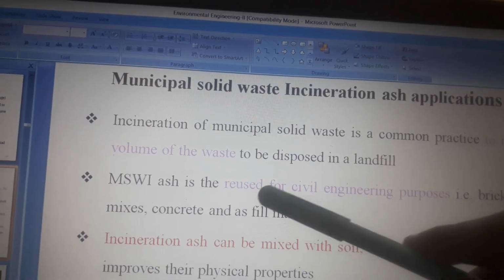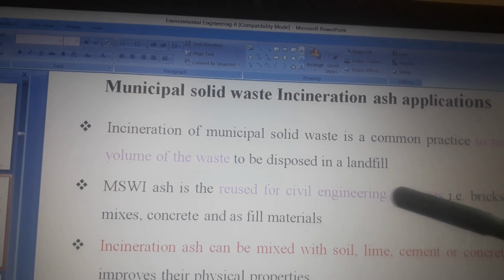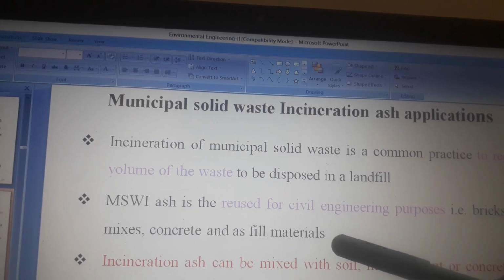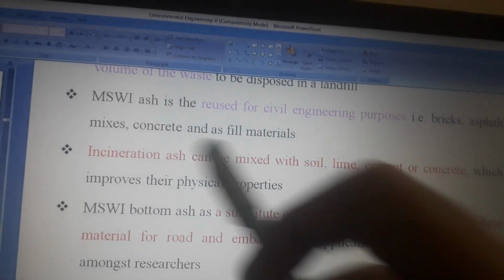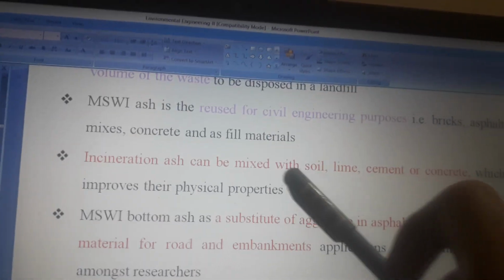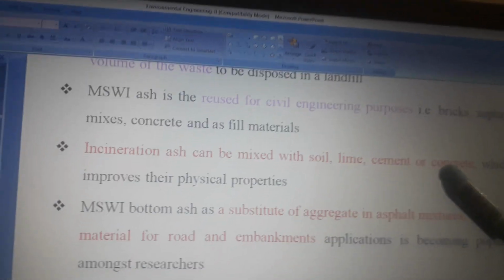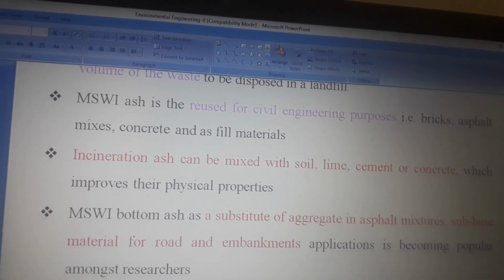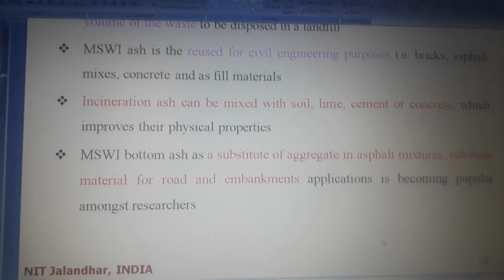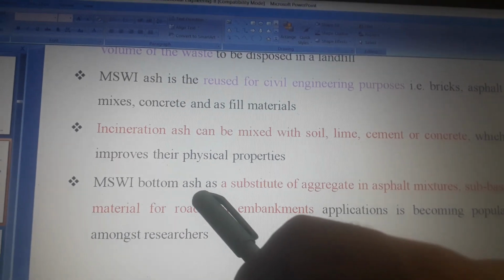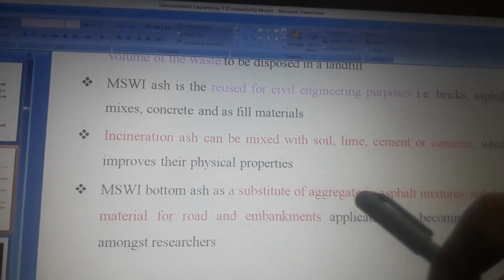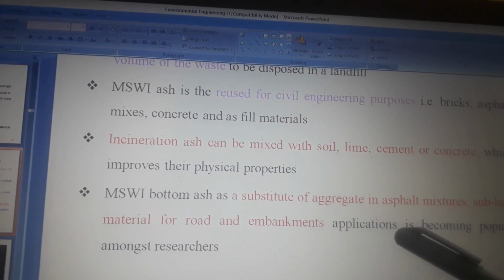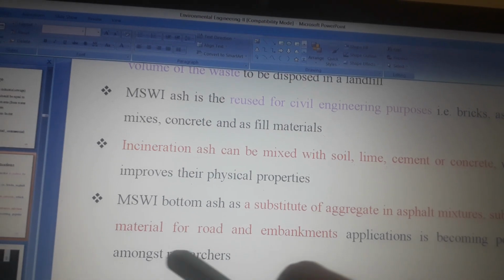MSWI ash is reused for civil engineering purposes, that is bricks, asphalt mixes, concrete and as fill materials. Incineration ash can be mixed with soil, lime, cement or concrete, which improves their physical properties. MSWI bottom ash as a substitute of aggregate in asphalt mixtures, and as sub-base material for road and embankment applications, is becoming popular amongst researchers.